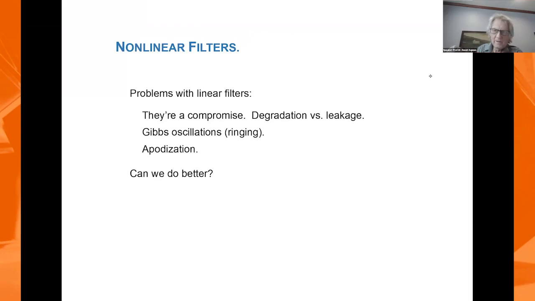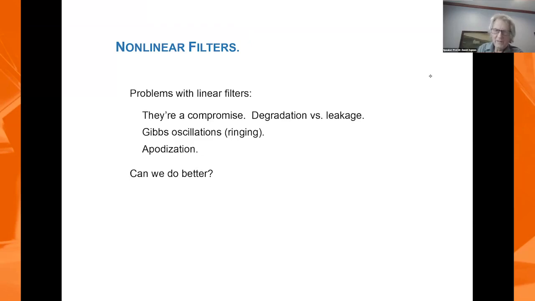Okay, let's move on to nonlinear filters. I want to say a few things about them. I won't get into a lot of details on them, but we will at least come up with something. Linear filtering did pretty well, but it's still a compromise. You have this degradation versus leakage that you have to deal with. If you cut things off too fast, you get Gibbs oscillations or ringing. And then it didn't mention anything about apodization.